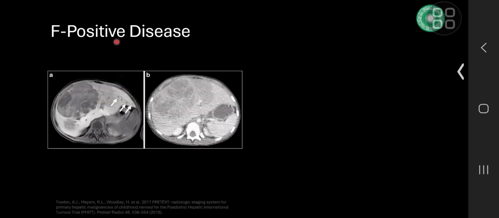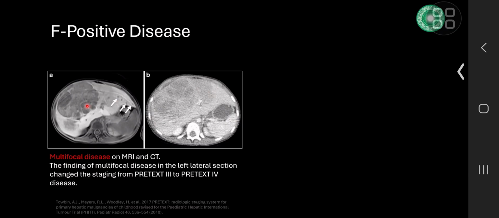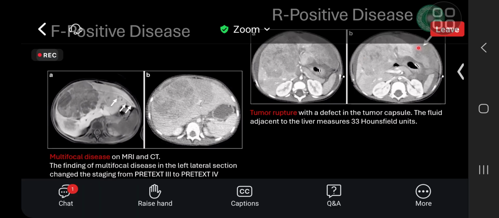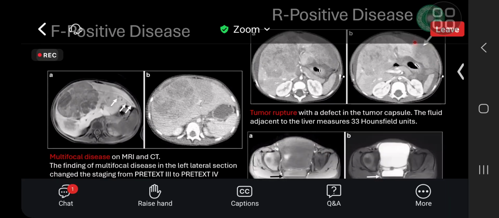F positive disease is when the tumor is multifocal, right? So if there is more than one lesion, you can call it F positive disease. R positive disease means that there is tumor rupture. In this case, you can see that there is a defect in the left lobe of the liver. There is adjacent high density ascites, and this was positive for tumor rupture and hemoperitoneum. Additionally, if MRI has been performed, you can see a fluid level caused by blood breakdown products from tumor rupture.